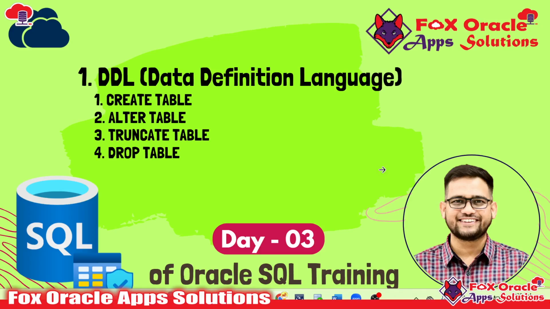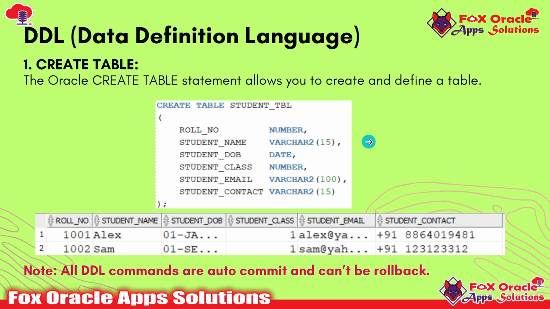So this is day three of Oracle SQL training, and in this session we are going to learn about Oracle SQL DDL commands. We are already aware of what a DDL command is and which commands come under it, as you can see on the screen. DDL has four commands: create, alter, truncate, and drop. DDL is data definition language, and as is clear from its name, DDL commands work with the structure of database objects.